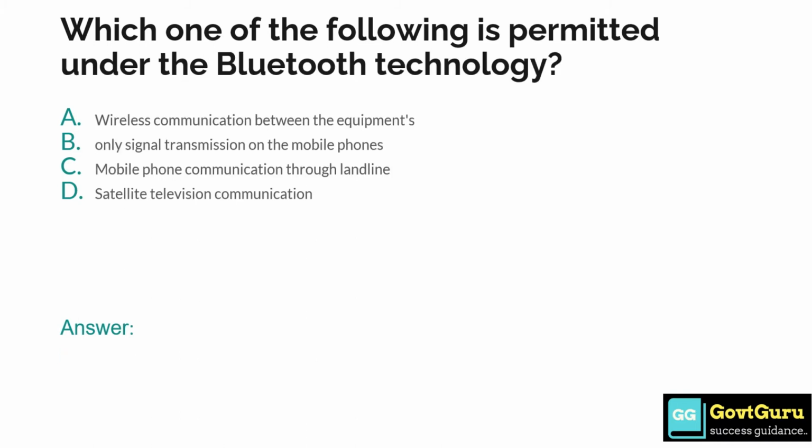The next question is which one of the following is permitted under the Bluetooth technology? Option A wireless communication between the equipments, option B only signal transmission on the mobile phones, option C mobile phone communication through landline, option D satellite television communication. So the answer is option A, that is wireless communication between the equipments.